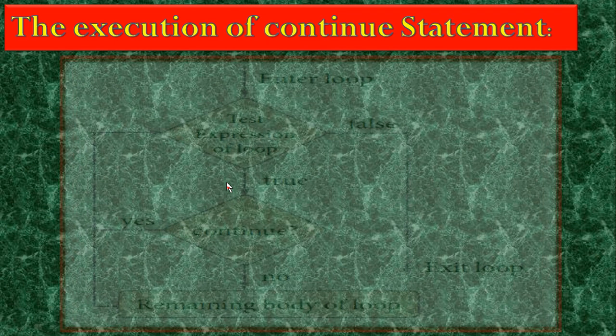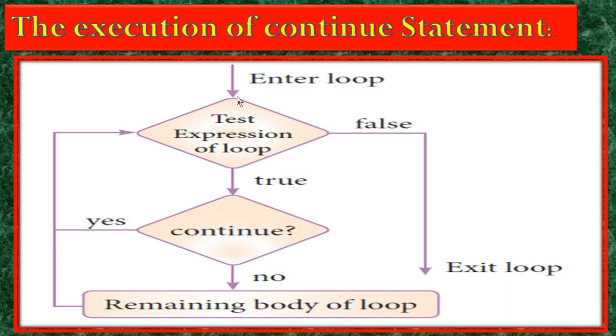The execution of the continue statement is illustrated by using the flow chart. The control enters into the loop structure. Now the test expression is evaluated. If it is true, the body of the loop is executed, and this cycle is terminated when the test expression is false and the control reaches the exit of the loop.